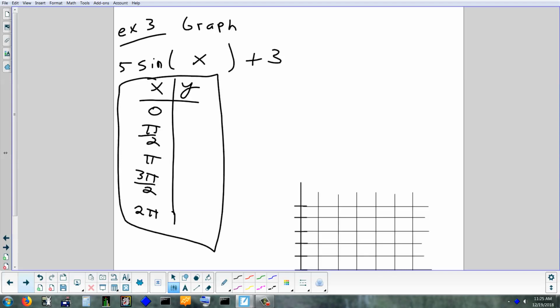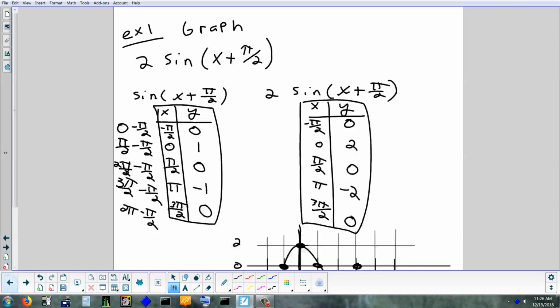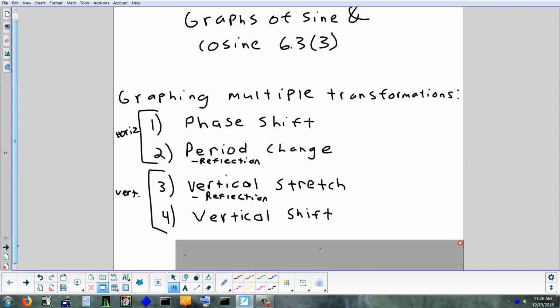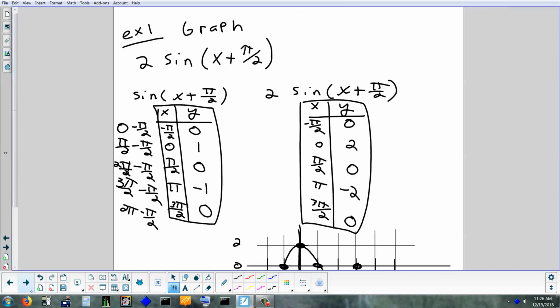I'm going to take my original y's, which are 0, 1, 0, negative 1, 0. And what am I going to do to the y value first? This is where the order is important. Jade? Add 3. So what is that, add 3? What's the name of that transformation? The vertical shift. I agree, that's a vertical shift. When do you do vertical shift? After. You're going to do the other one first. So vertical stretch comes first.